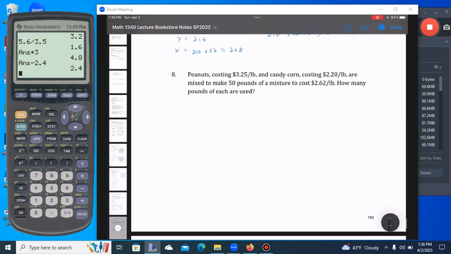Next one, peanuts costing $3.25 a pound and candy corn costing $2.20 a pound are mixed to make 50 pounds of a mixture that costs $2.62 a pound. How many pounds of each are used? Right, so I'll do this. P for peanuts, pounds of peanuts, and C for candy corn.